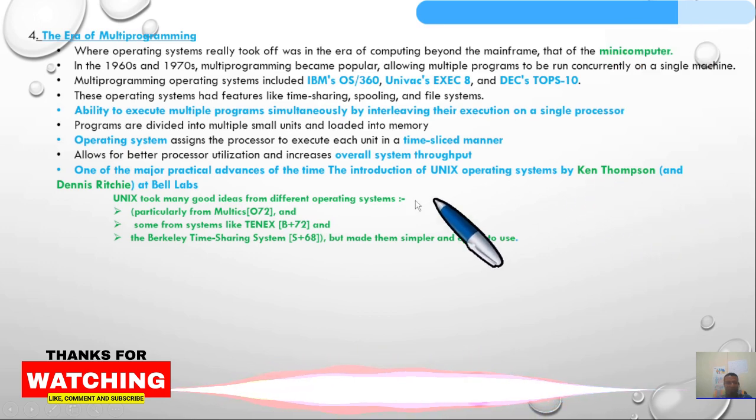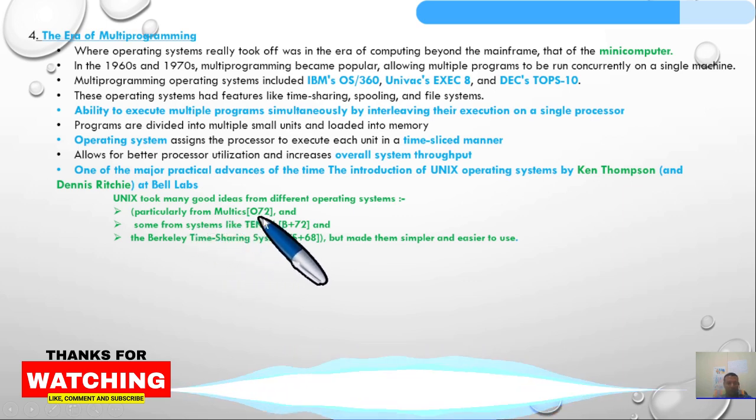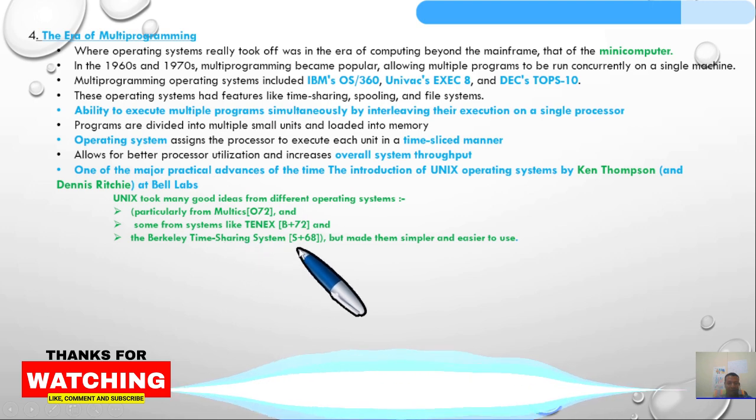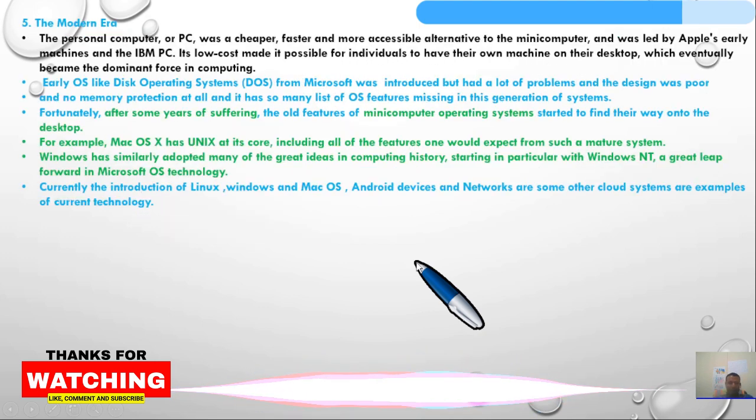One of the major practical advancements of the time was the introduction of the Unix operating system by Ken Thompson and Dennis Ritchie at Bell Laboratories. Unix took many good ideas from different operating systems, particularly from Multics and some from systems like TENEX and the Berkeley time sharing system, but made them simpler and easier to use.